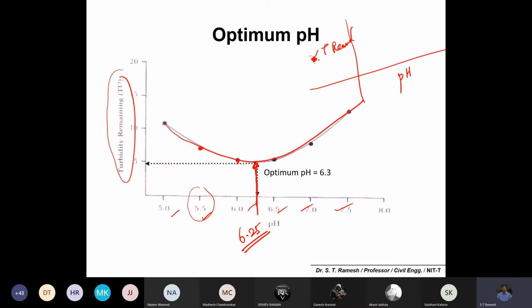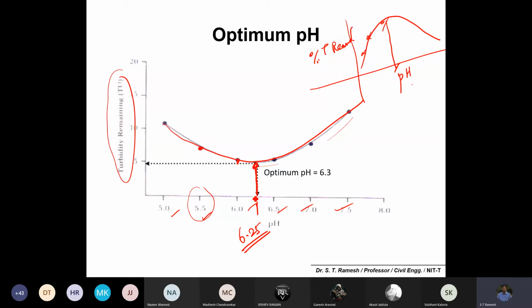Percentage of turbidity removed, in terms of percentage. Here it is remaining, and then you may get a graph like this. Percentage of turbidity removed, you may get a graph like this, and this could be your optimum value. Is it fine? Yes, sir. So pH versus turbidity remaining, you may get this one, and pH versus percentage of turbidity removed, you may get an upper graph like this.